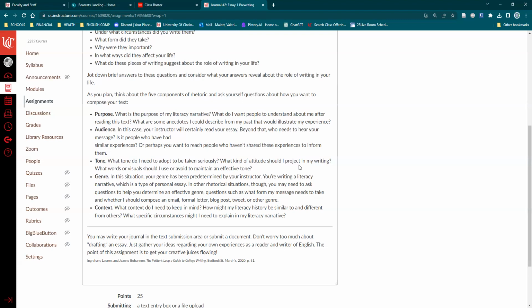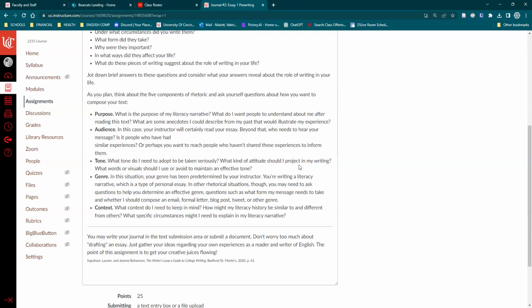And then, of course, context. What context do I need to keep in mind? How might my literacy history be similar to or different from others? What specific circumstances might I need to explain in my literacy narrative? You want to make sure that your audience has enough context to understand what you are trying to convey in your writing. So you can write your journal in the text submission area or submit a document.